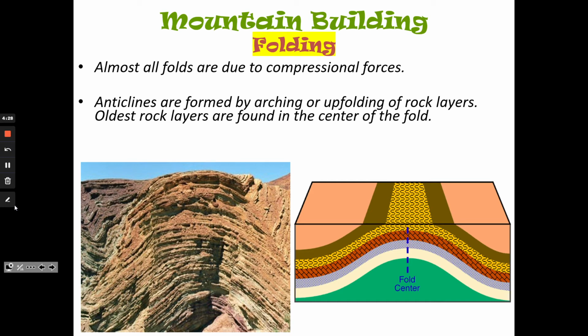And we can see from our little image over here, the center of the fold, that's where we're going to find our oldest layers. We learned in biology about the law of superposition that says that the oldest layer is on the bottom, the youngest layer is on the top. So in this case, this teal colored one is our oldest layer, and our top layer with the yellow with the zigzags through it is going to be our youngest layer.